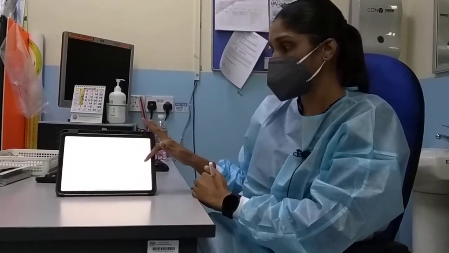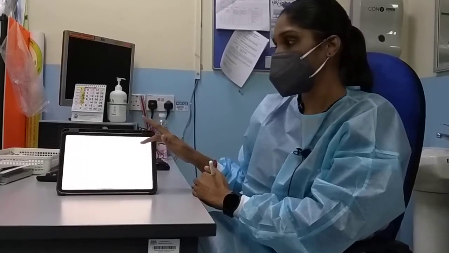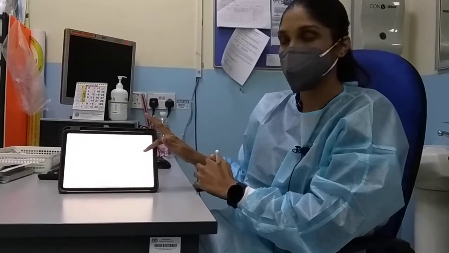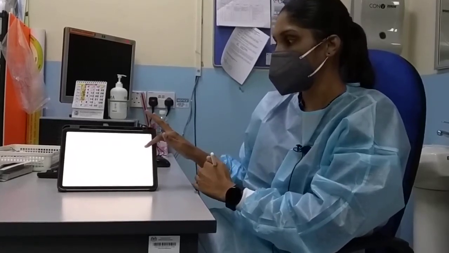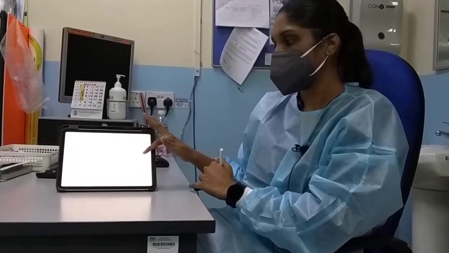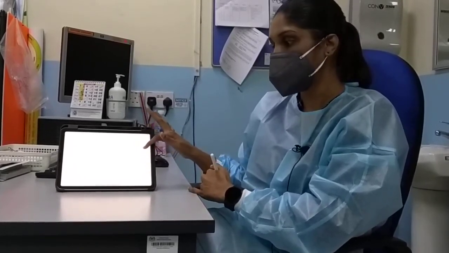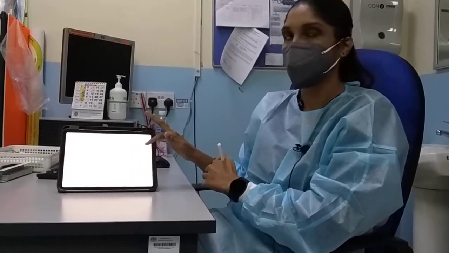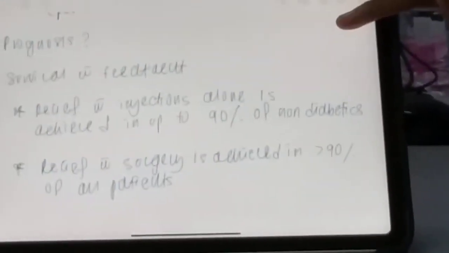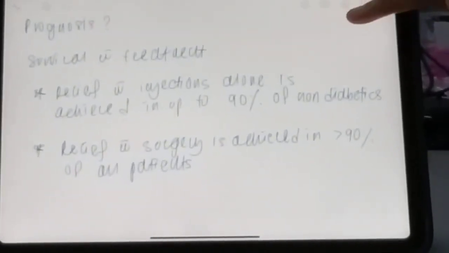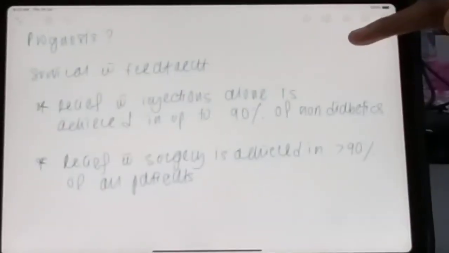The complications are a few. Around the sheath, the digital nerve and digital artery are involved. So you can have radial digital nerve injury, bowstringing, wound dehiscence, scar tenderness, stiffness and tendon scoring. Prognosis wise, relief with injection can usually achieve more than 90% in non-diabetics. With surgery, more than 90% of patients. That's all.